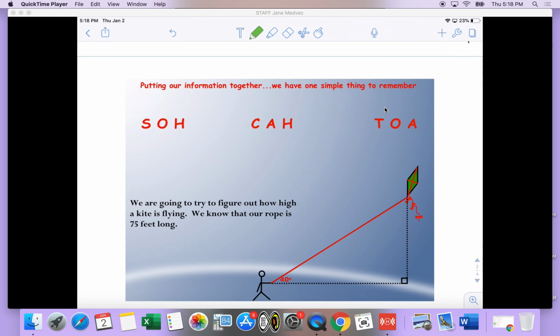And you can think, boy, this stuff gets so confusing. Like, what do I use? Sine, cosine, tangent. How do I remember it's opposite over hypotenuse or opposite over adjacent? Like, how do I remember that? Well, there's a simple saying. It's called SOH CAH TOA, right?